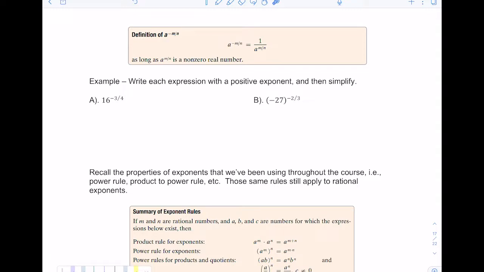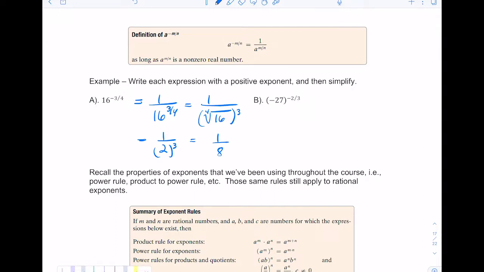So here, if we need to rewrite this expression with the positive exponent, we can't leave 16 to the -3/4, so we would rewrite that as 1 over 16 to the 3/4, which I know is really 1 over the 4th root of 16 cubed. And the 4th root of 16 is 2, because 2 to the 4th is 16. So I have 1 over 2 to the third, which gives me 1/8.